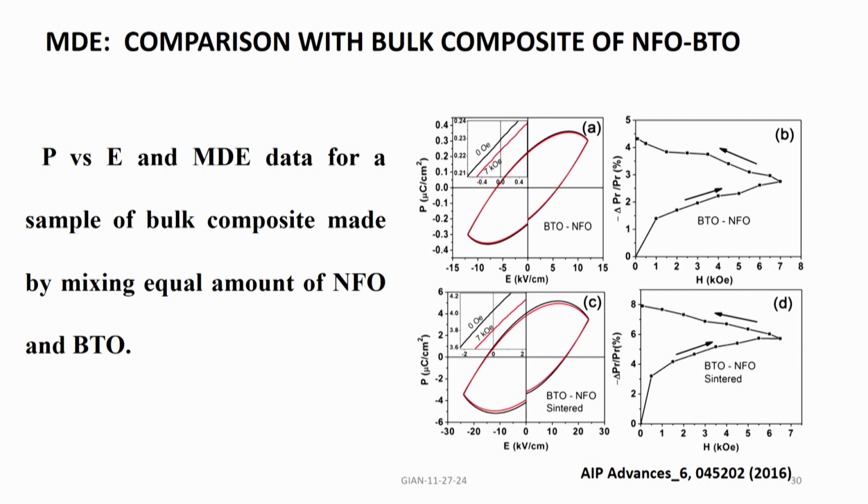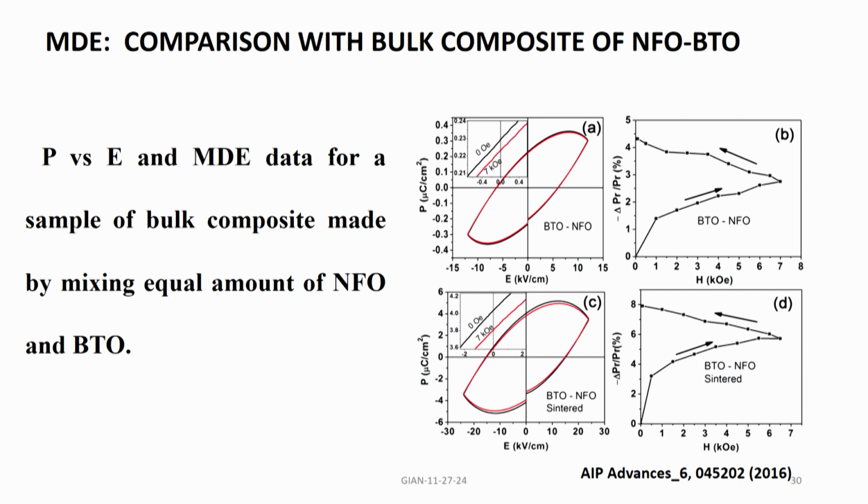So, the question is, how does the core-shell particle behave compared to a bulk composite? Instead of core-shell particles, what we did was we took nickel ferrite, maybe 20 nanometer, let's say, and barium titanate 100 nanometer, mixed them together, and made a disk. They are not assembled into a core-shell structure. They were just mixed together and then sintered at high temperature, and the measurements were done on those disks.